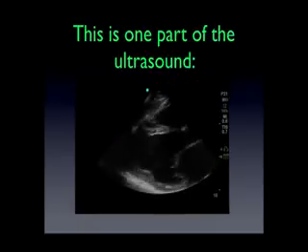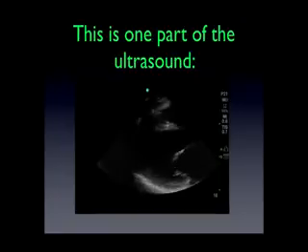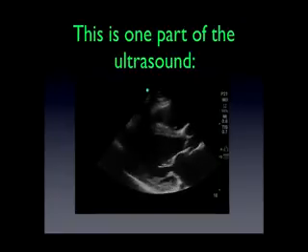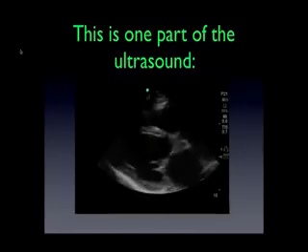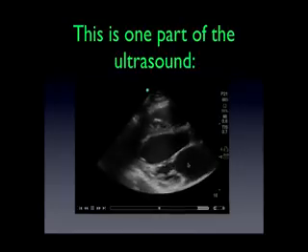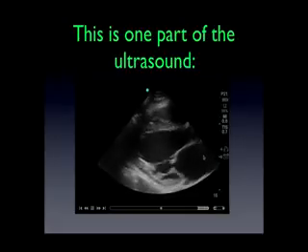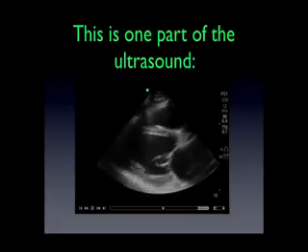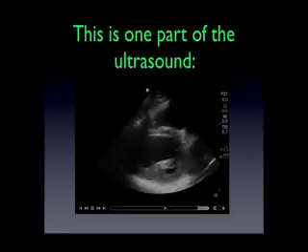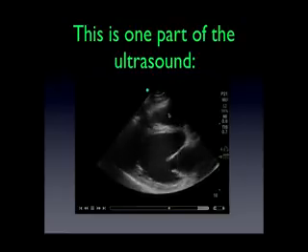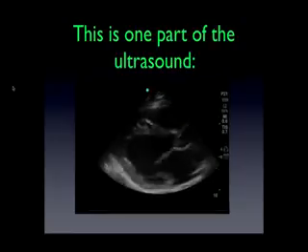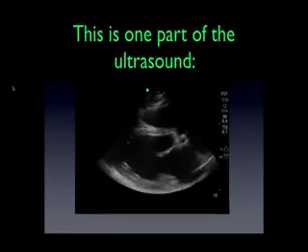This is one part of the ultrasound. Take a look at it, and we'll come back to it later, but realize this is a subxiphoid or subcostal view of the heart, left atrium, blood going through the mitral valve into the left ventricle, being pumped out into the aorta through the aortic valve, and up here is the right ventricle. We'll come back to this.